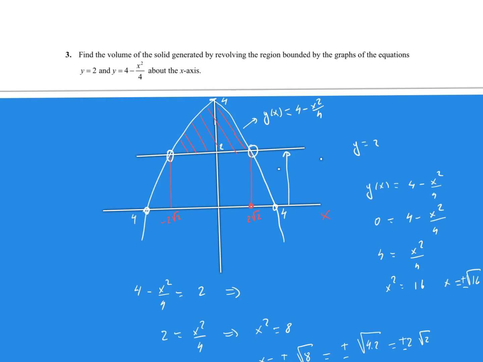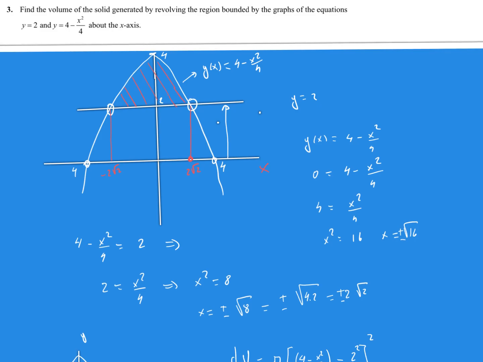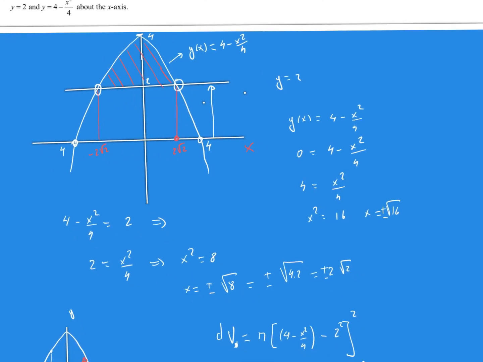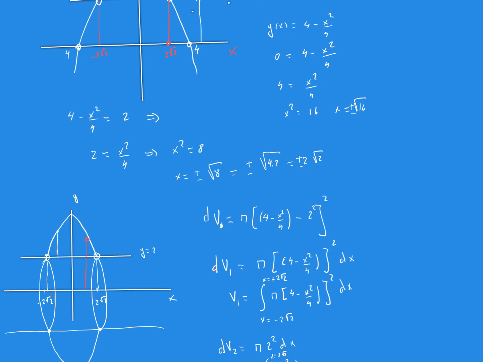So how will I do it? Well, I will do it in the following way. If I revolve this function about the x-axis between minus 2 square root of 2 and 2 square root of 2, I will obtain a big volume. The volume will be pi times the radius squared, which is the value of the function, times dx. So the volume of the parabola will be pi times the function squared times dx, and the total volume will be the sum of all these disks, the integral from x equals minus 2 square root of 2 to x equals 2 square root of 2.